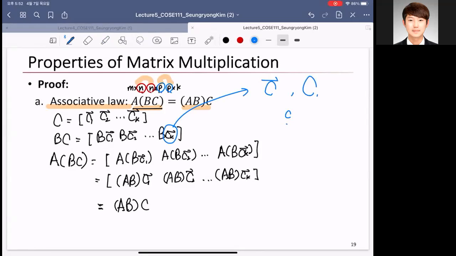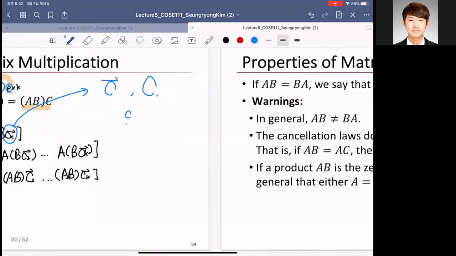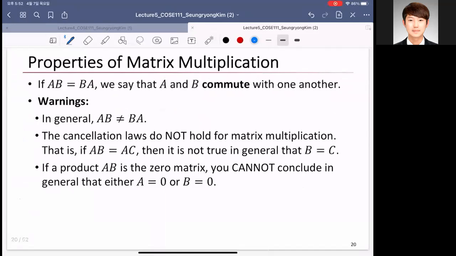Question: Will we have to submit the proofs for the homework too? No, it's not necessary. The proofs for the properties you don't need to submit, but I strongly suggest you do that. Okay. Other questions?